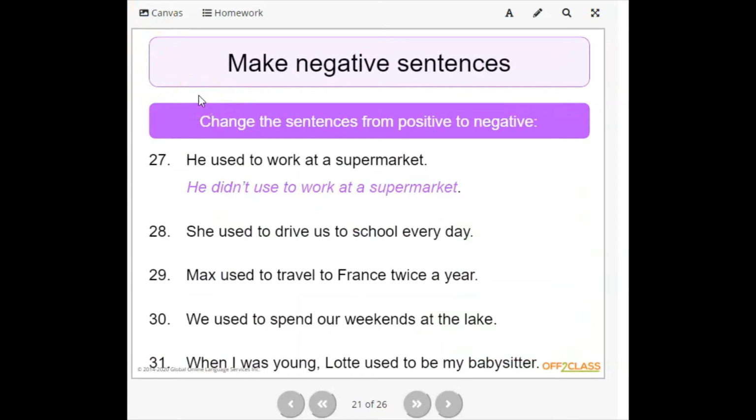Okay, now let's do a couple of examples for practice. First, make negative sentences. Change the sentences from positive to negative. For example, he used to work at a supermarket, so negative. He didn't used to work at a supermarket. Remember, we lose the D from the affirmative, right? And we add the auxiliary didn't. So just do 28 and 29 for practice, and we'll check them in 1 minute.